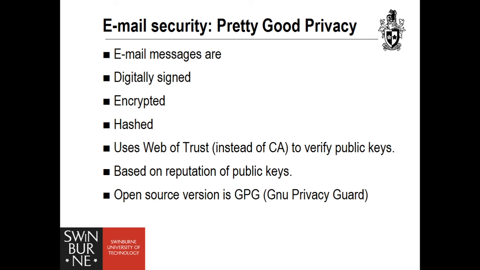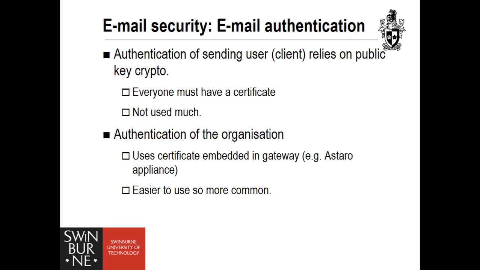For email security, we have Pretty Good Privacy. The email messages are digitally signed, encrypted, and hashed, and it uses a web of trust to verify public keys based on the reputation of public keys. The open source version is GPG. Authentication of the sending user relies on public key crypto, which means everyone must have a certificate. Authentication of the organization uses a certificate embedded in the gateway.